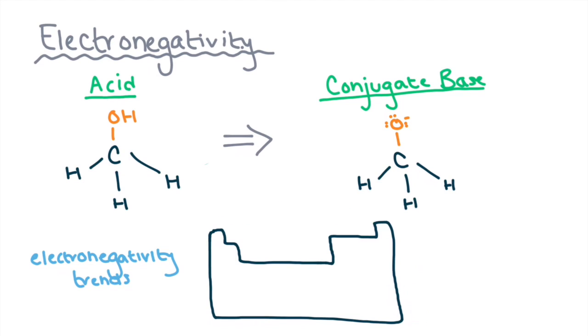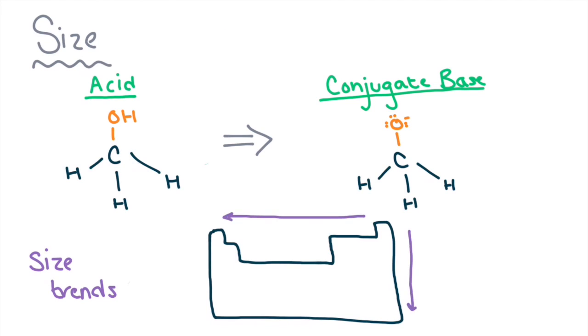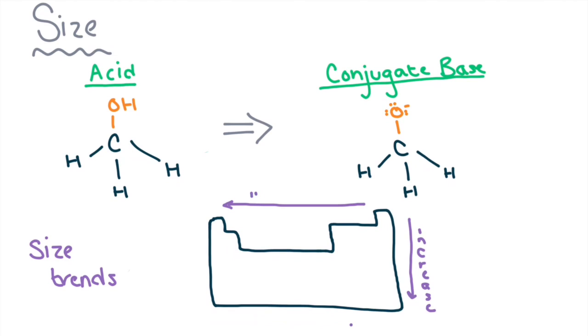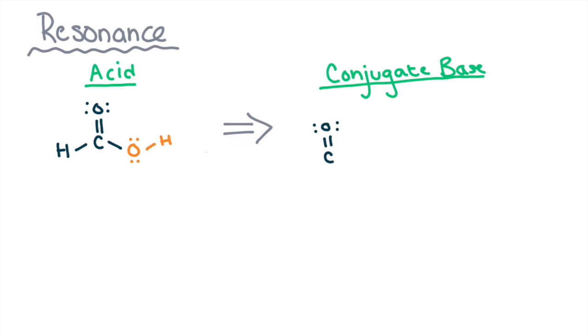When assessing size, the larger the atom carrying the negative charge, the more stable the conjugate base is, and thus the stronger the acid is. We can see the trends for size on the periodic table as well. Finally, when we look at resonance structures, the more resonance the atom carrying the negative charge has, the stronger the conjugate base, which once again results in a stronger acid.